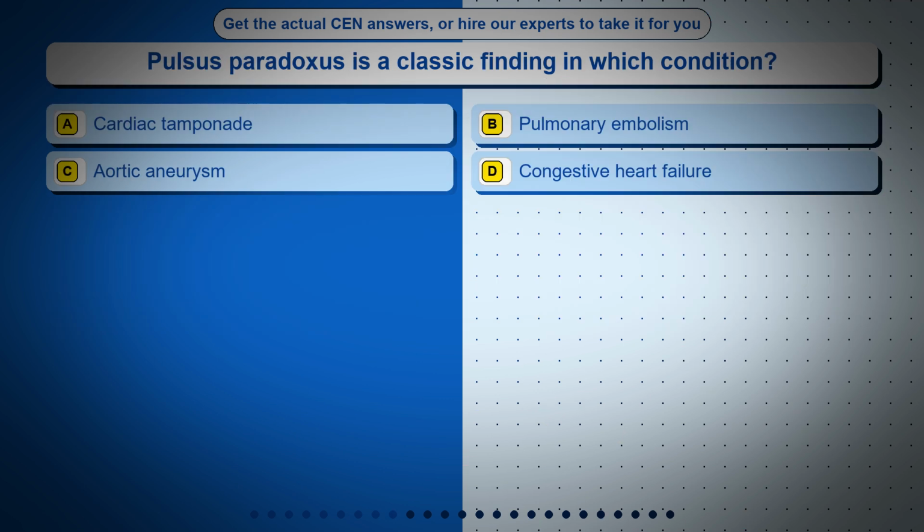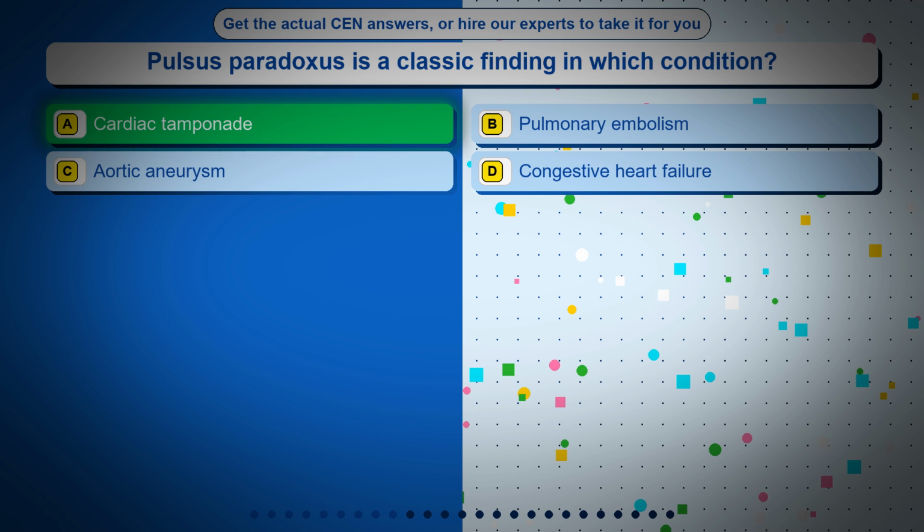Question 9. Pulsus paradoxus is a classic finding in which condition? Option A, cardiac tamponade. Option B, pulmonary embolism. Option C, aortic aneurysm. Option D, congestive heart failure. The correct answer is Option A.